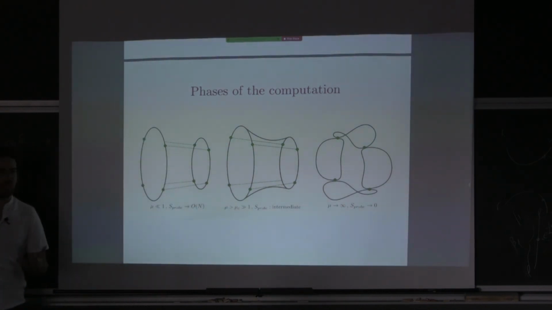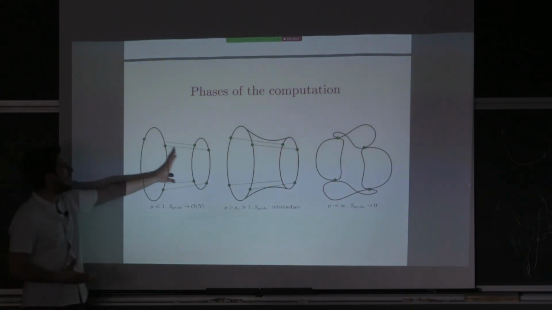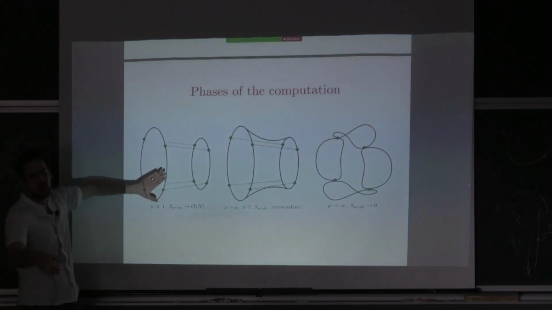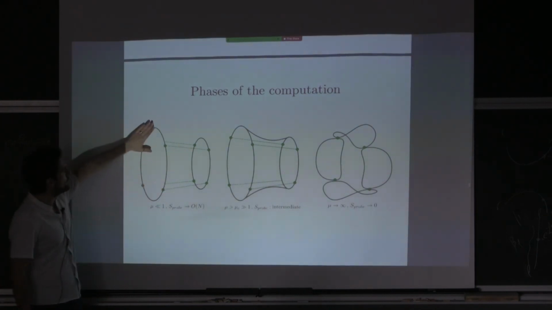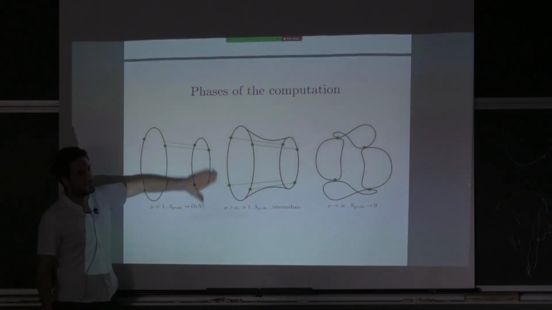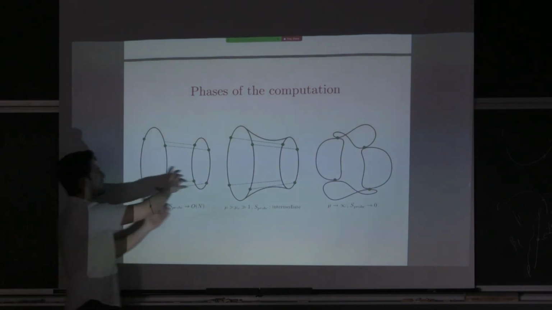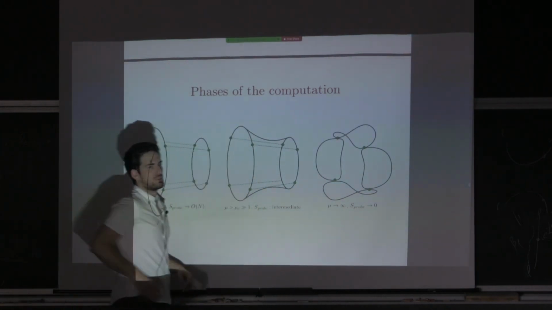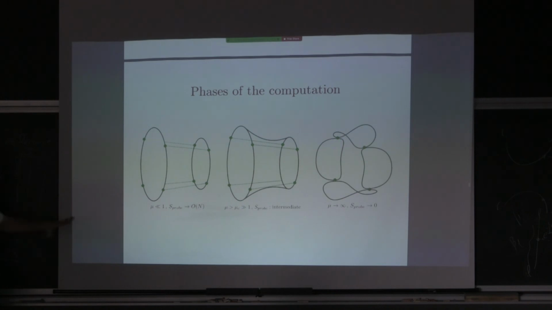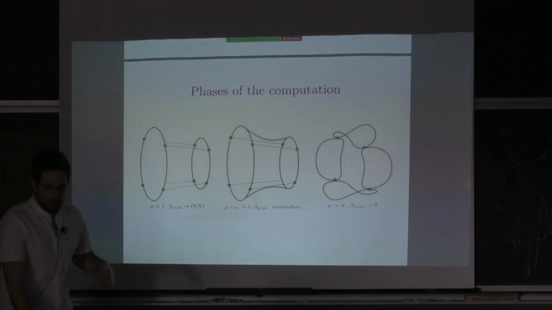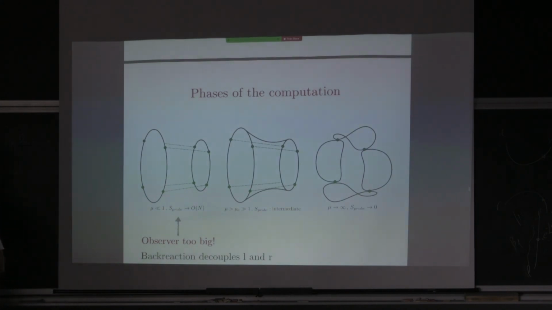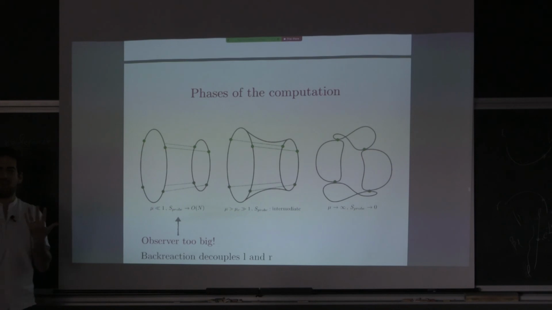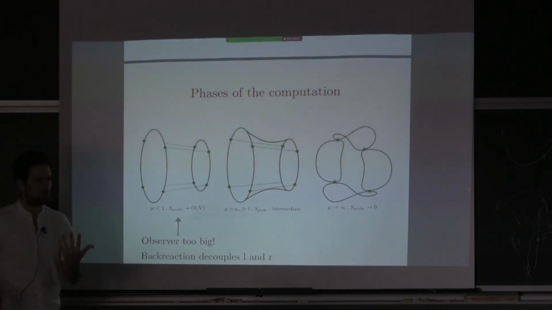Well, there are two ways of filling in this graph. One is to fill in the disks, and the other is to fill in this topological cylinder. It turns out that these two saddle points both appear, but they exchange dominance as a function of the entropy of the observer I'm introducing.